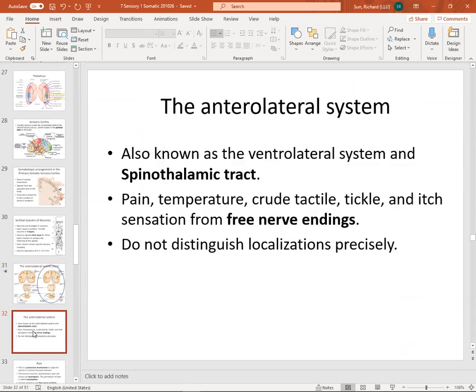The ALS system is also called the spinothalamic tract. It transduces signals of pain, temperature, crude touch, itch, etc. The major receptor is the free nerve ending. In contrast to the DCML, the ALS system does not provide precise location information. That also indicates that when a patient has pain, the localization can sometimes be difficult. Of course, we can know roughly where it is located, but the precise location can be difficult.